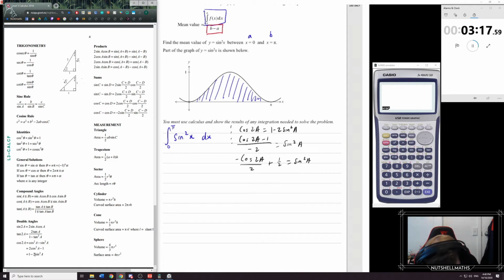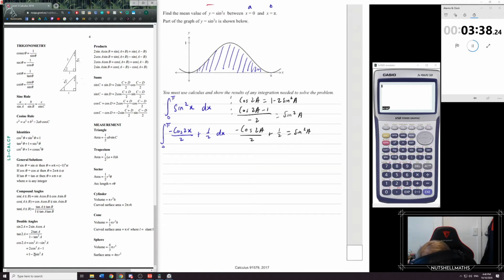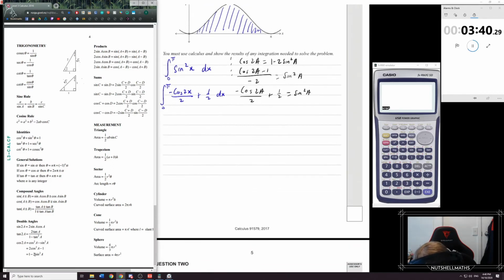Yeah, nice. And so I can rewrite this, replace the a with x's, and we've got this integral here. So the integral between 0 and pi is now going to be, instead of being of sine squared x, it's going to be of this: minus cos 2x over 2, plus a half, dx. And I'm going to do this all kind of separately.